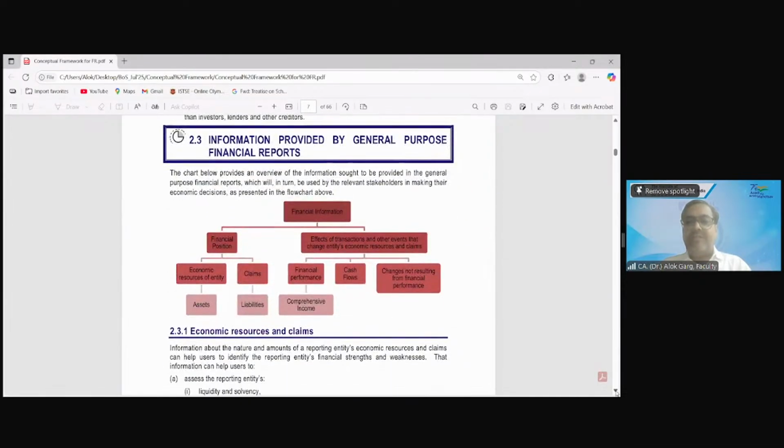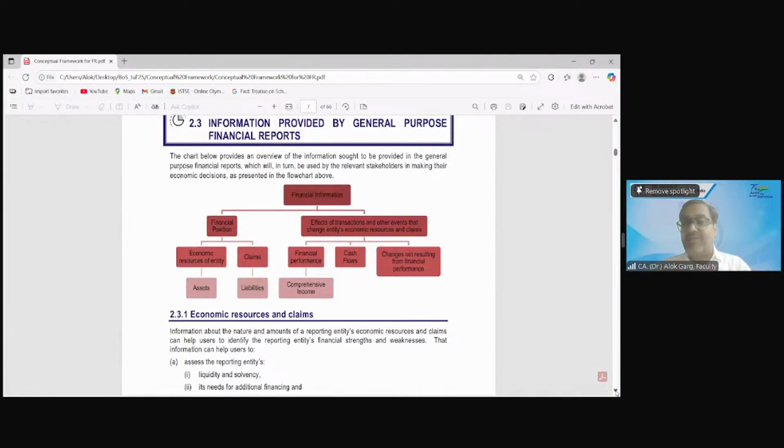Information provided by the general purpose financial report. What is the information? It gives you financial position about assets, liabilities, economic resources, and claims. It also gives you financial performance, which is your profit and loss and other comprehensive income. It also provides liquidity information, which is provided by the cash flow statement. And it also provides the changes not resulting from financial performance.